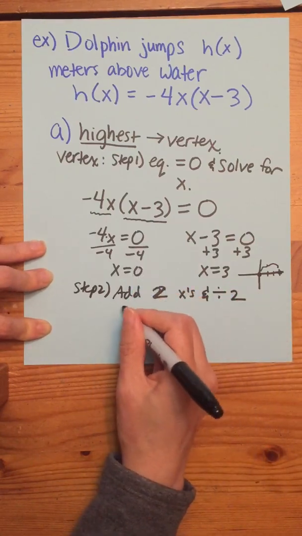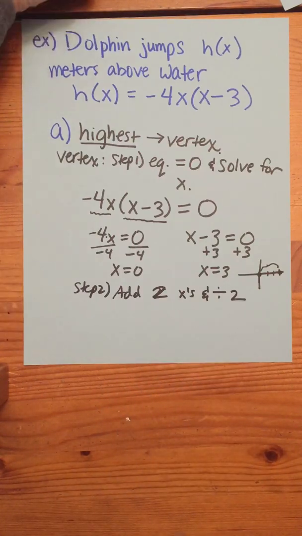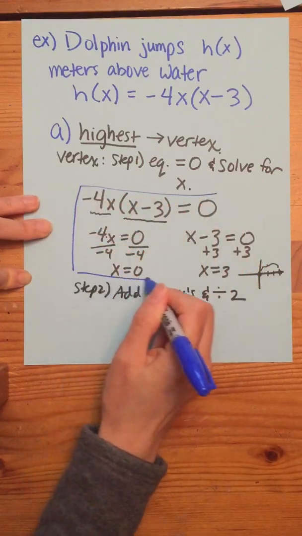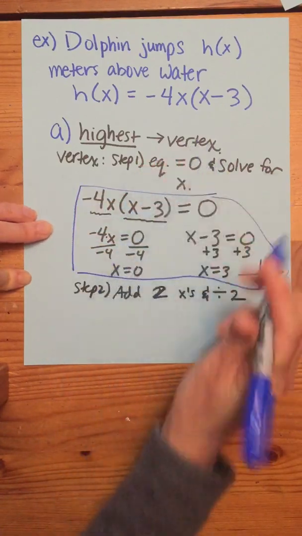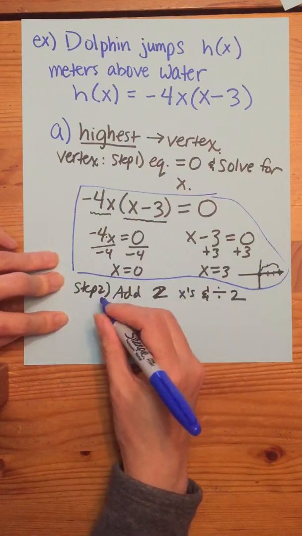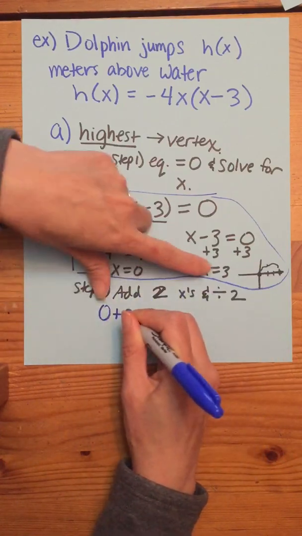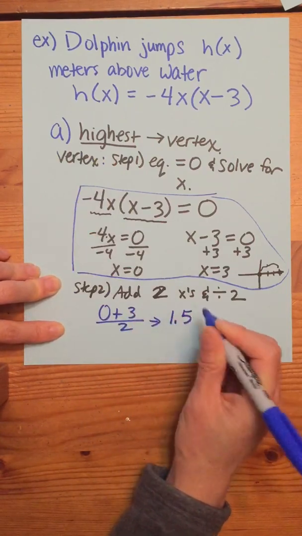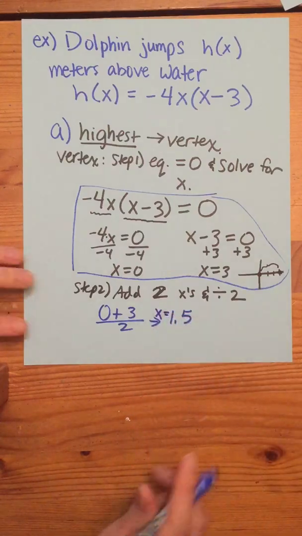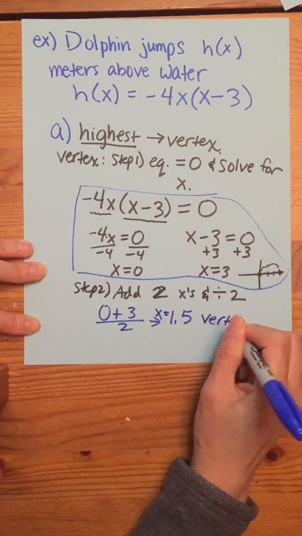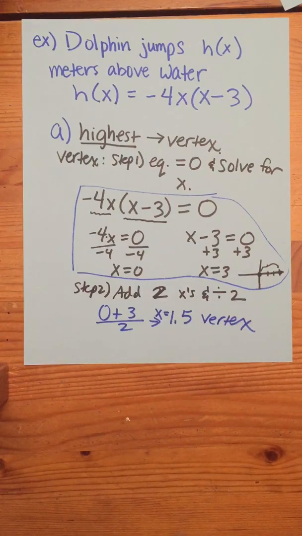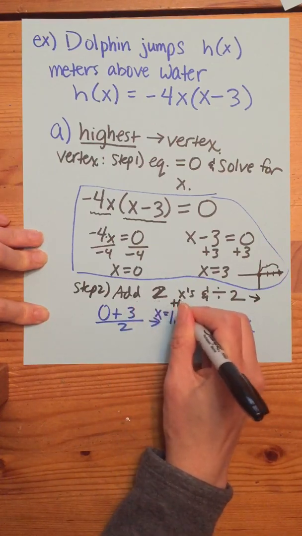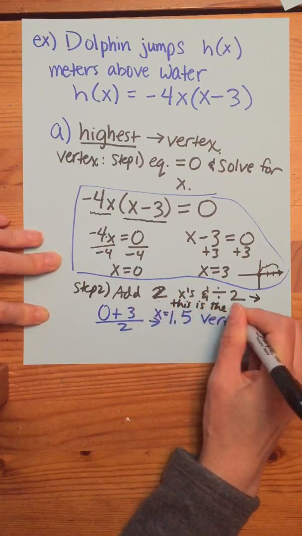So I'm going to take 0 plus 3. This was the work, and this was the step. Step 2, and then the work is to take 0 plus 3 and divide by 2. That's 3 divided by 2, which is 1.5. So x equals 1.5 for the vertex. I just found the vertex. So add the 2 x's, divide by 2. This is the vertex x.